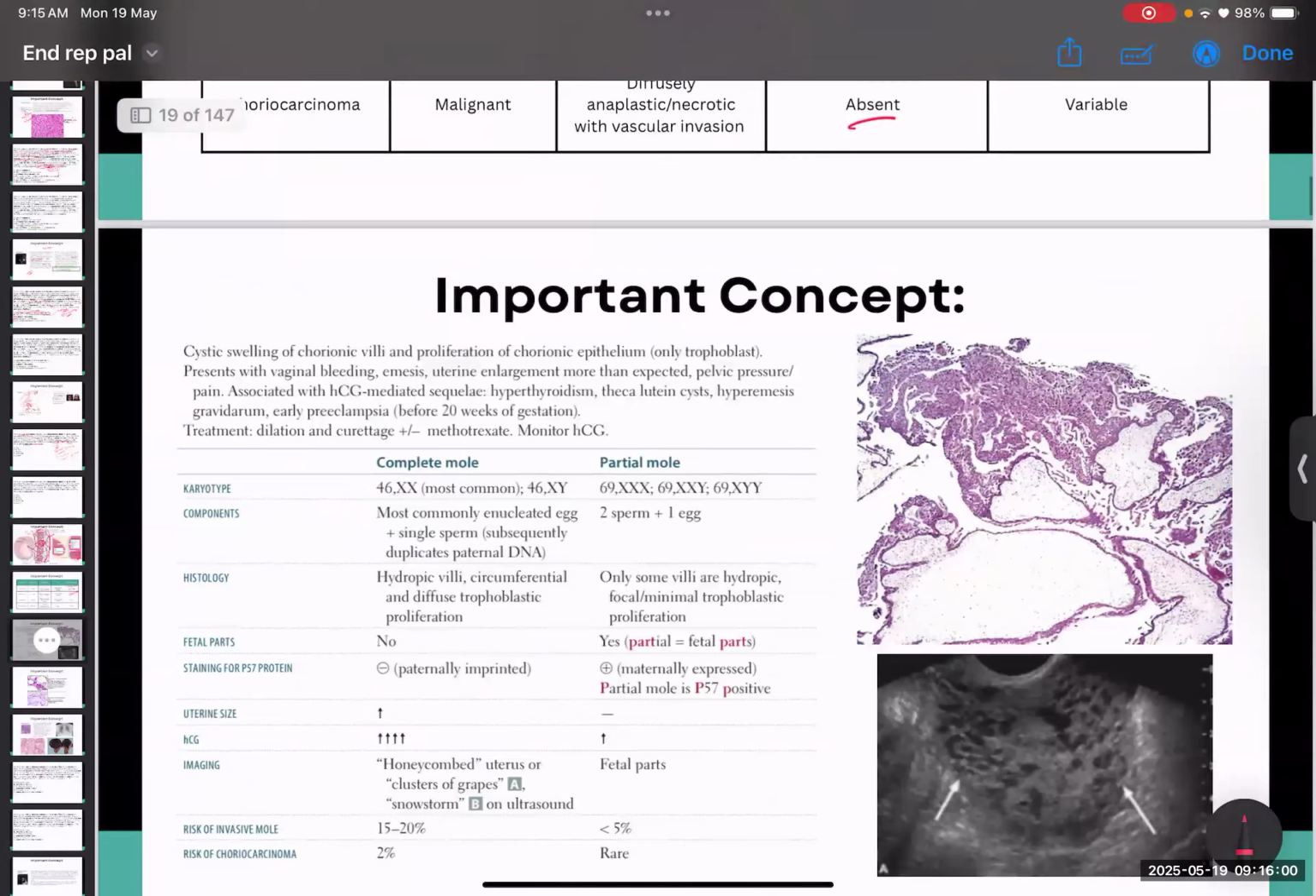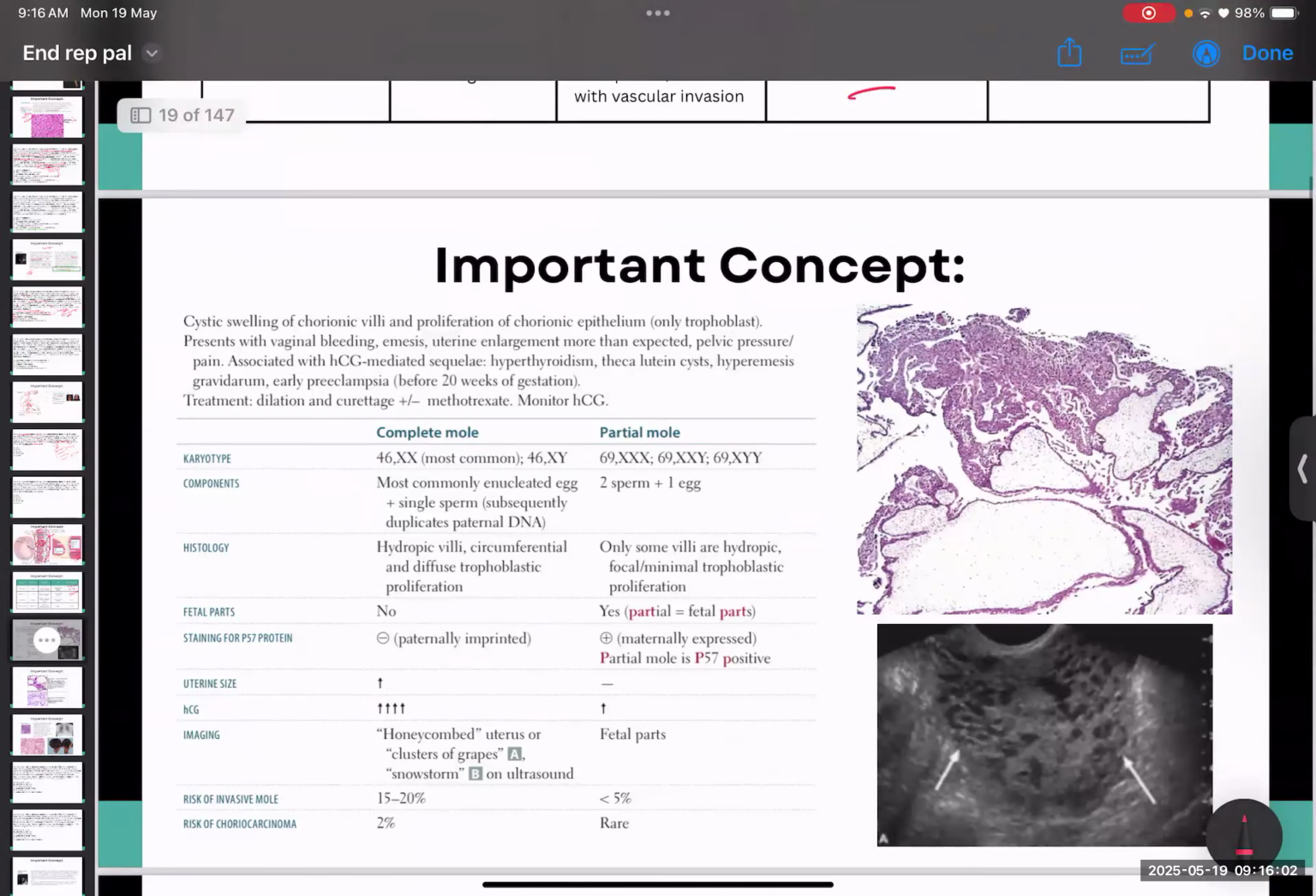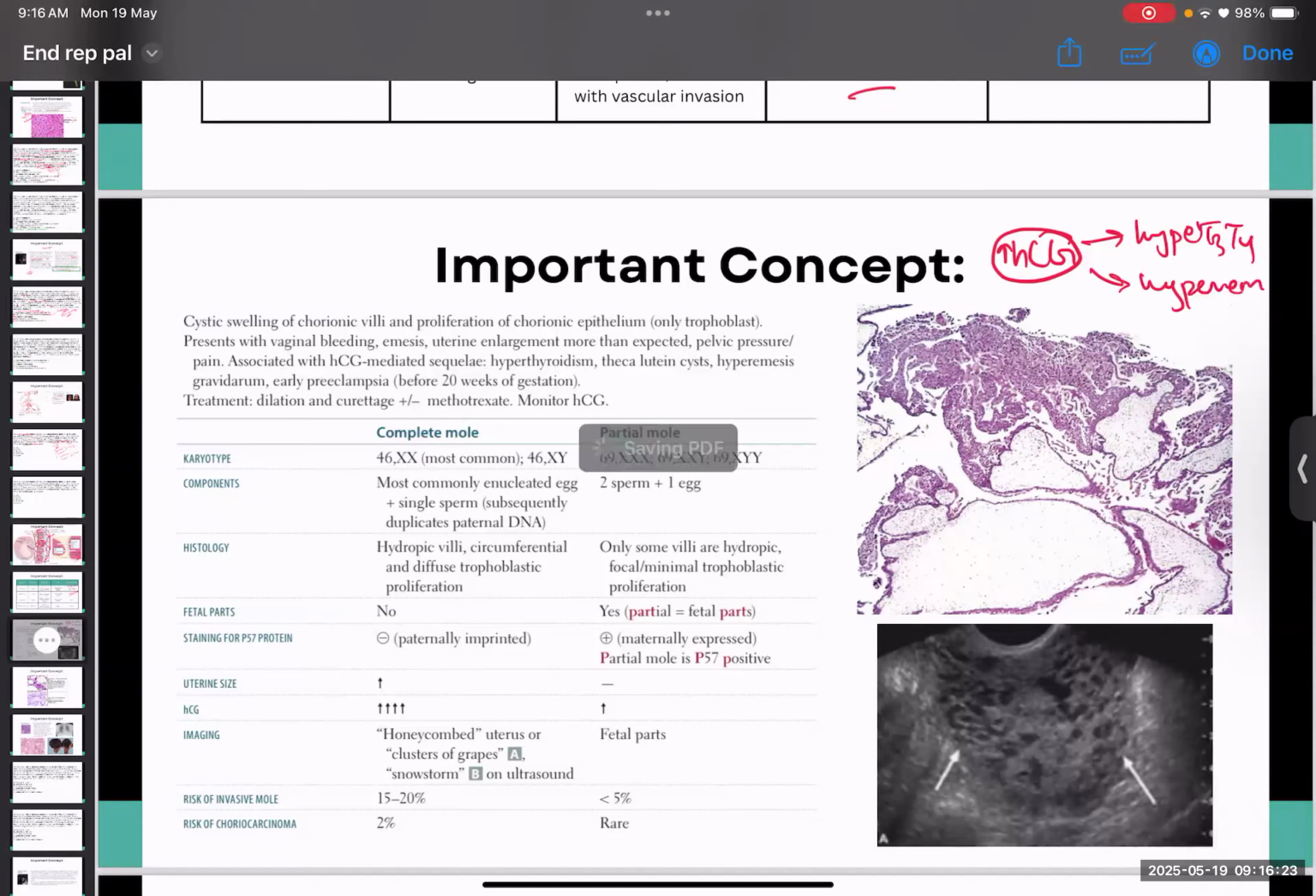gestational trophoblastic diseases. Mainly when you have gestational trophoblastic disease, you have high levels of HCG, and the reason why you have high levels of HCG is because trophoblasts secrete HCG. So if you have hyperplasia of those trophoblasts, you'll have high levels of HCG, and this contributes to hyperthyroidism. And it also contributes to hyperemesis gravidarum, where the woman comes in with a lot of vomiting. So those are the two main things that you want to watch out for when you have high levels of HCG.